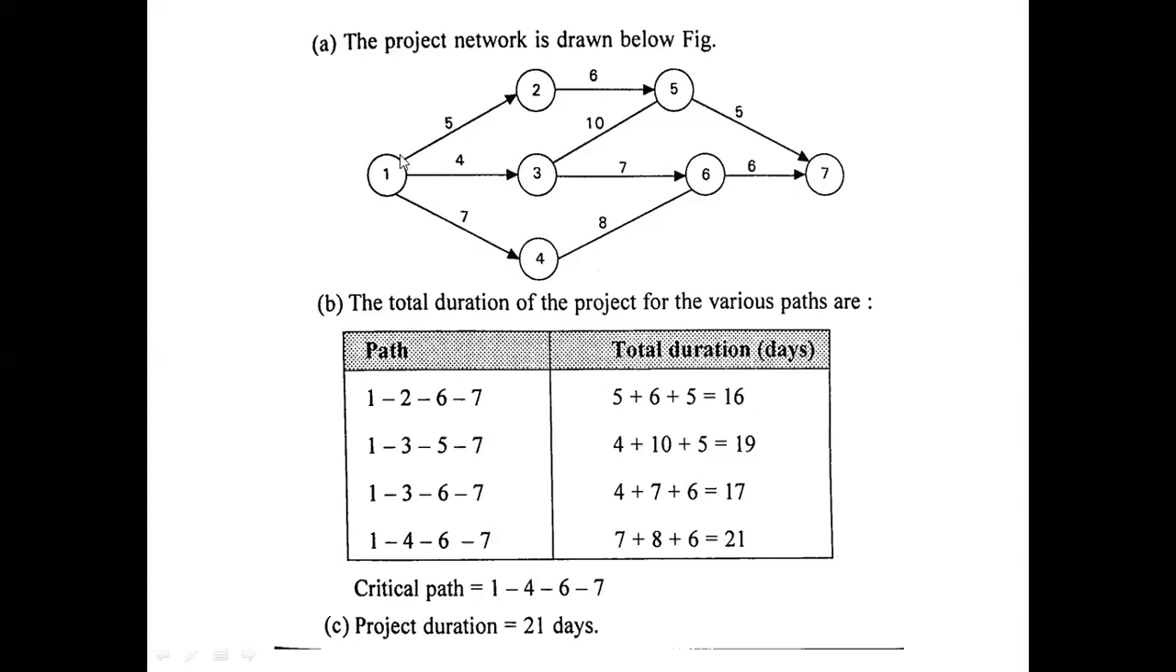1, 2, 5, 7. This is one path. So 1 to 5, 7 path. How much is it going to take? 5 plus 6, it is 11. 11 plus 5 it is.